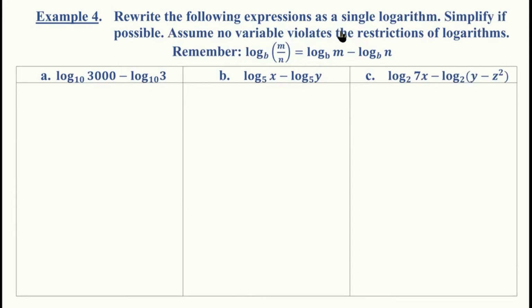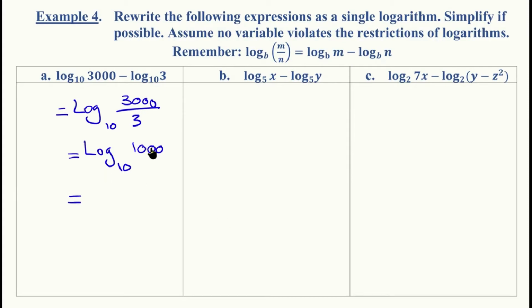All right, as we did with the product rule, we're going to now go from the right to left direction. So we're given a difference of two logs and we're going to write it as a log of a quotient. So here we're going to get log base 10 of 3,000 over 3. We know that that's log base 10 of 1,000, and I think you'll be able to answer that, right?